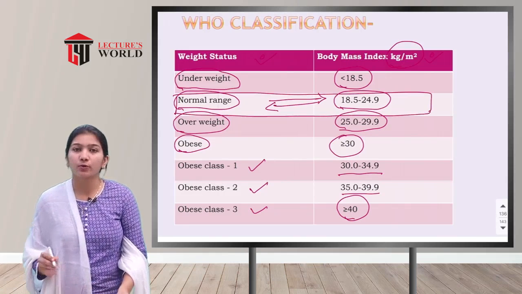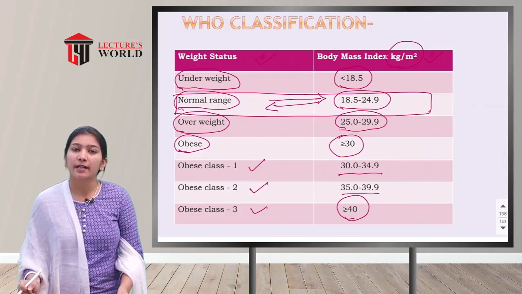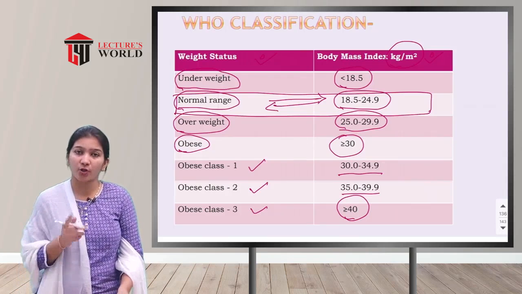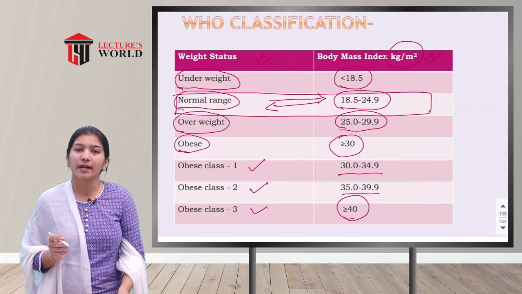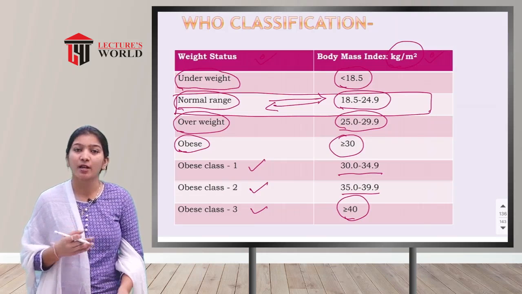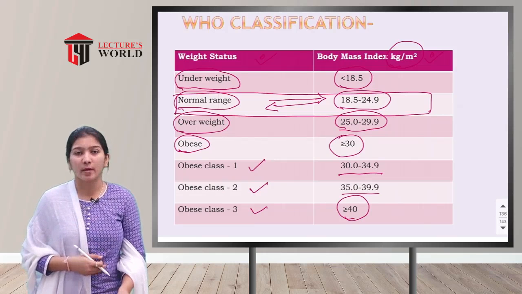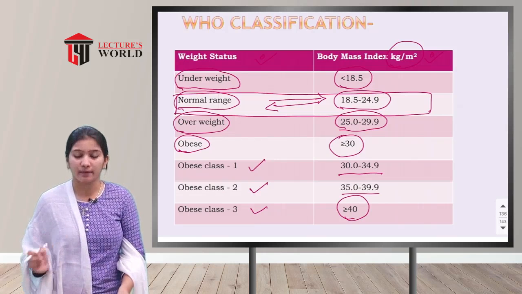So all of you need to try it. Try calculating your BMI based on your weight and your height, and you can come to know whether you are in the normal range, underweight, overweight, or obese. Okay, so you need to calculate as per your weight and your height.